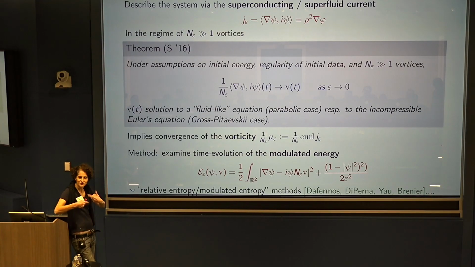You have to take your transform, right? You take your scalar, what you call your scalar equation, complex valued. You take the Madelung transform, and the velocity field that's appearing in the Madelung transform converges to the solution of Euler.